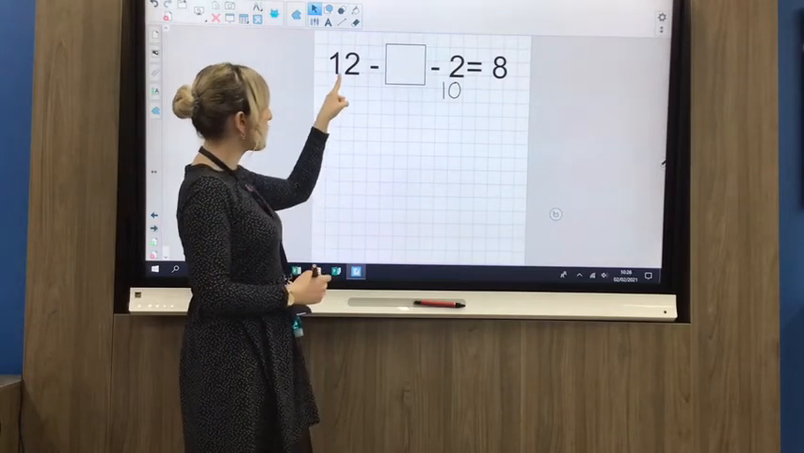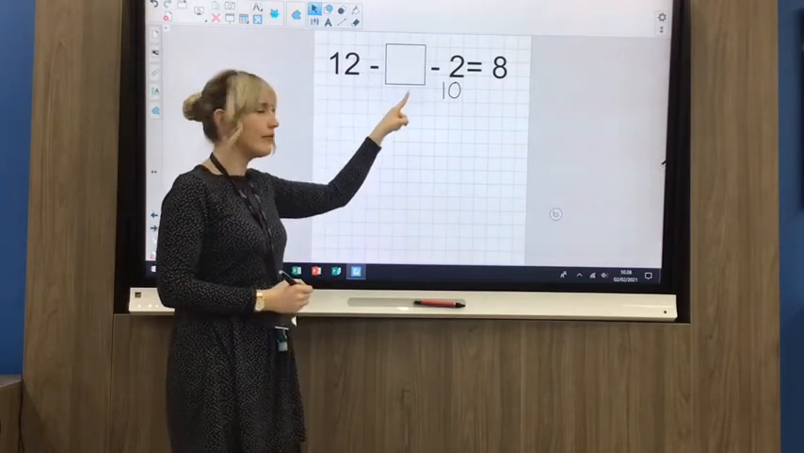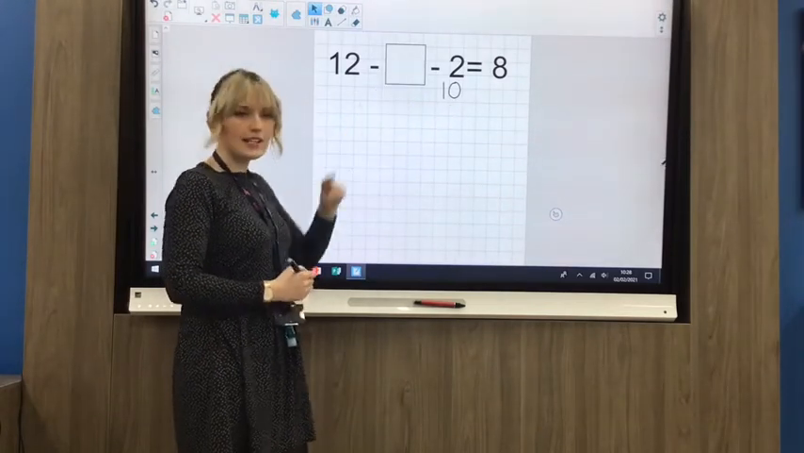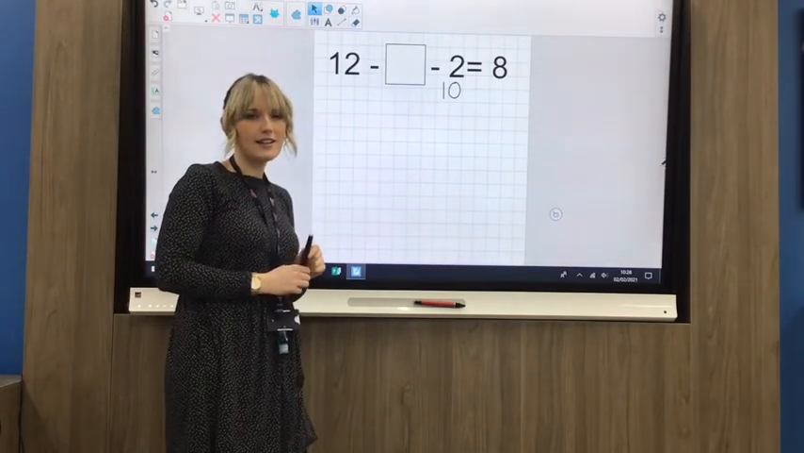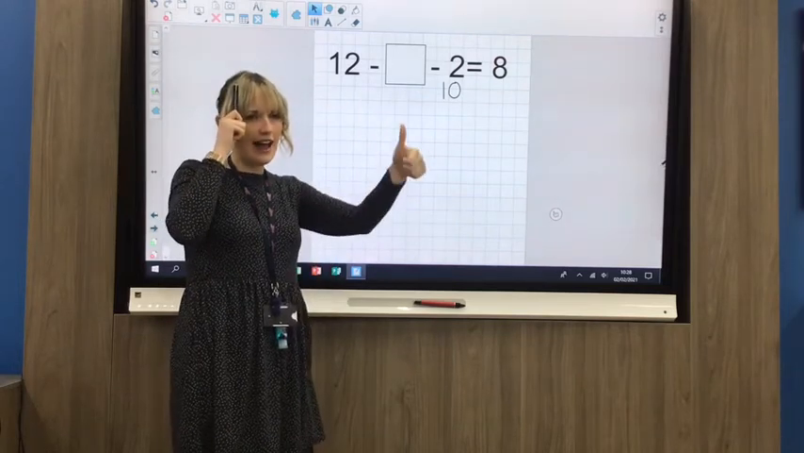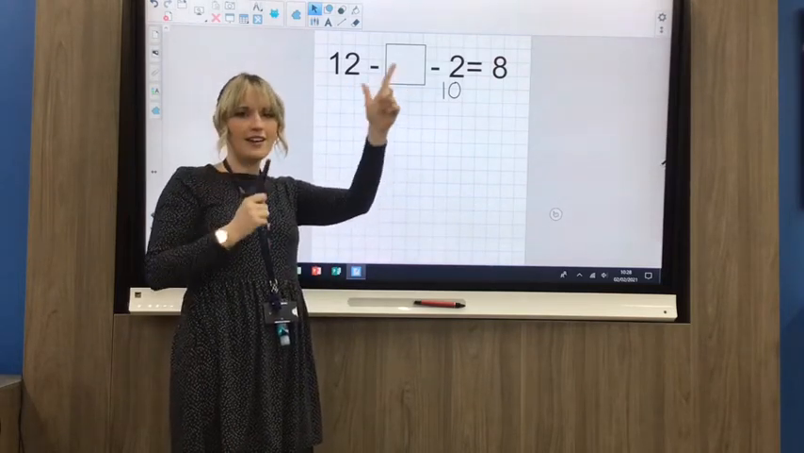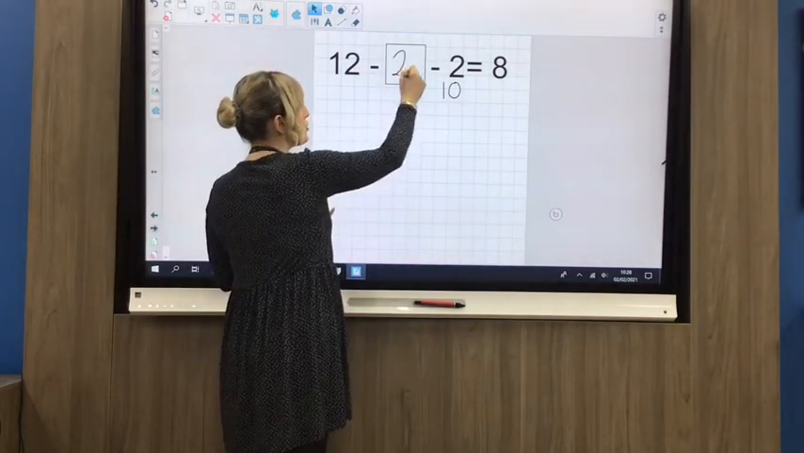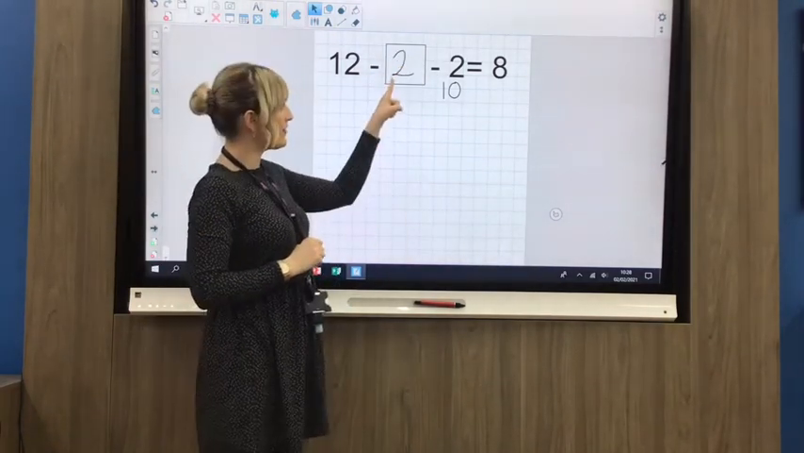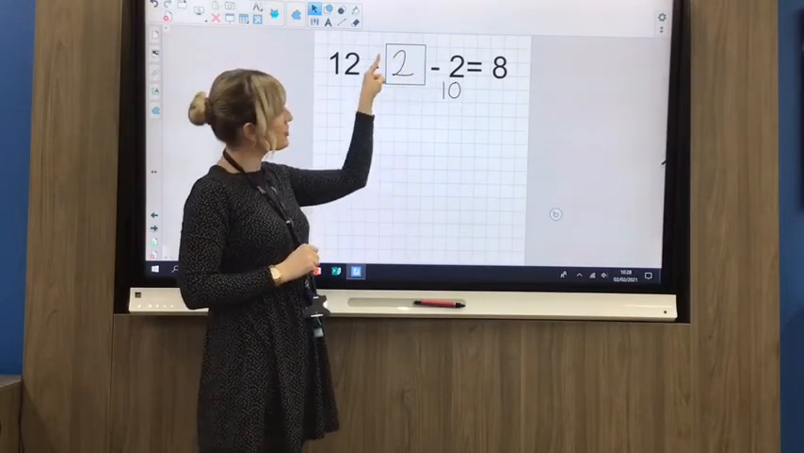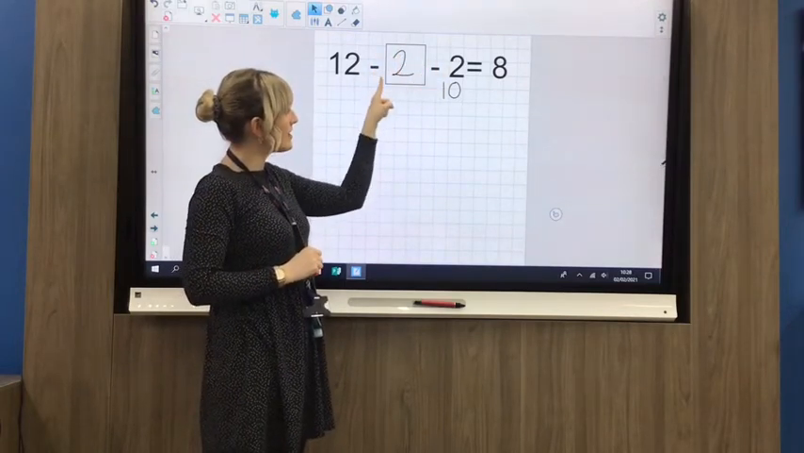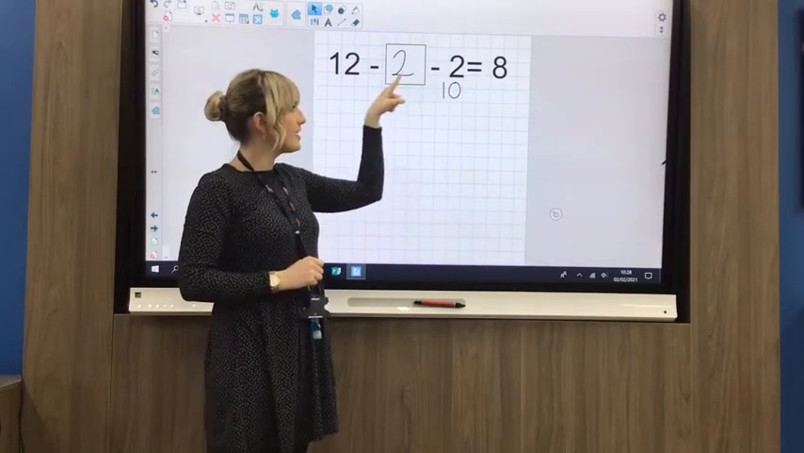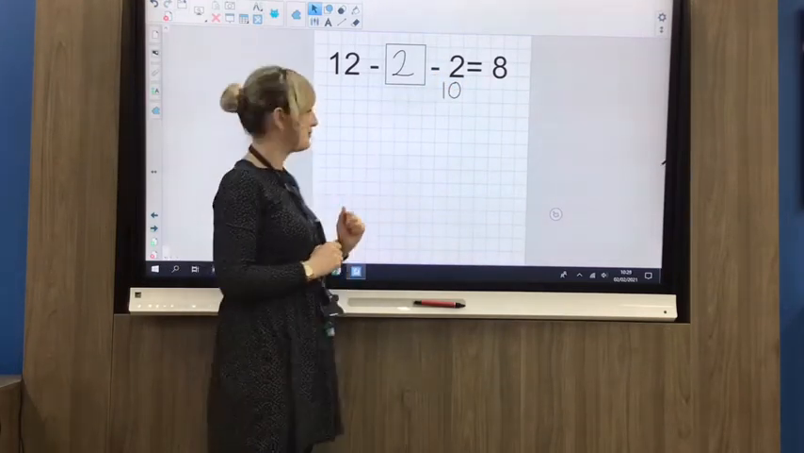So let's look. 12 subtract something is 10. So what do I need to take away from 12 to get to 10? So 12, 11, 10. Well done if you knew the missing number was 2. So if you've got missing number questions where the missing number's in the middle, remember to work backwards to figure out what it could be.